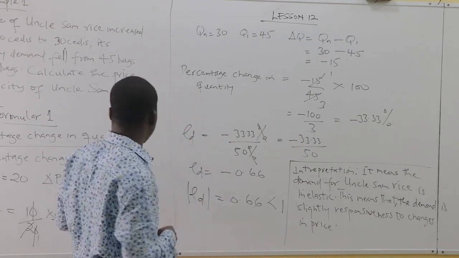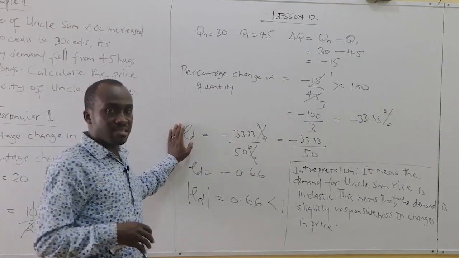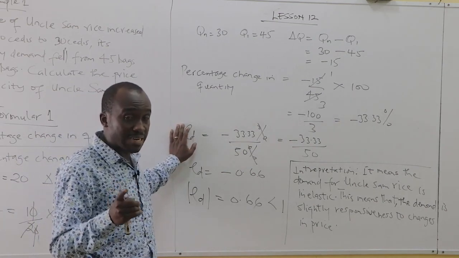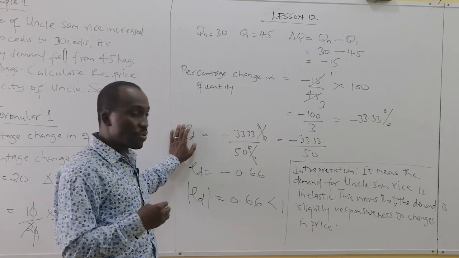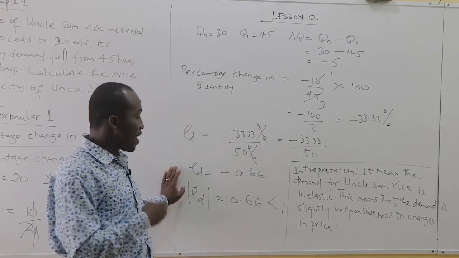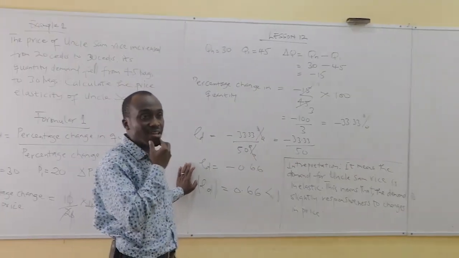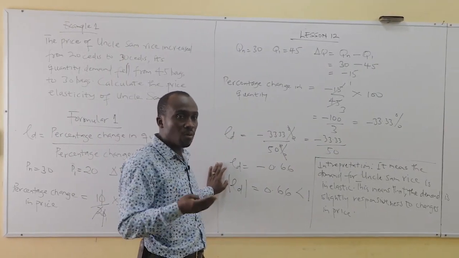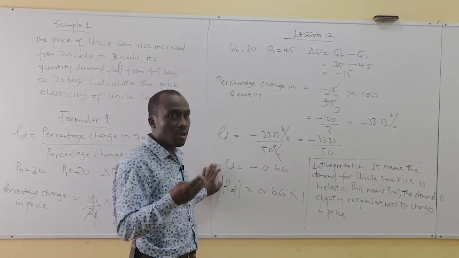That's the first formula. So anytime we do elasticity here, you have to interpret. Don't leave it like that, otherwise they will mark you wrong. Interpret first: take the absolute, make it positive. Find out is it less than 1 or greater than 1. If it's less than 1, it's inelastic. If it's greater than 1, it's elastic. Then you interpret. What does it mean?